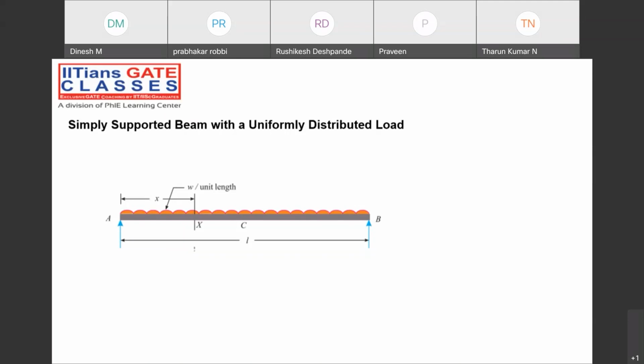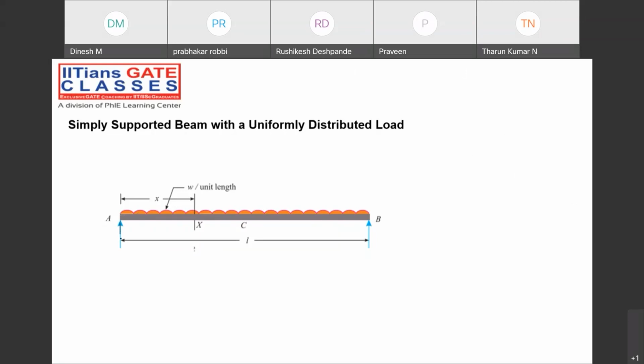A simply supported beam with a uniformly distributed load. Now for this case, we have to draw the shear force and bending moment diagram. Let's see how it goes. First of all, note down the diagram of this particular loading figure. Okay, so this is a simply supported beam, and it is a symmetric loading condition they have given.